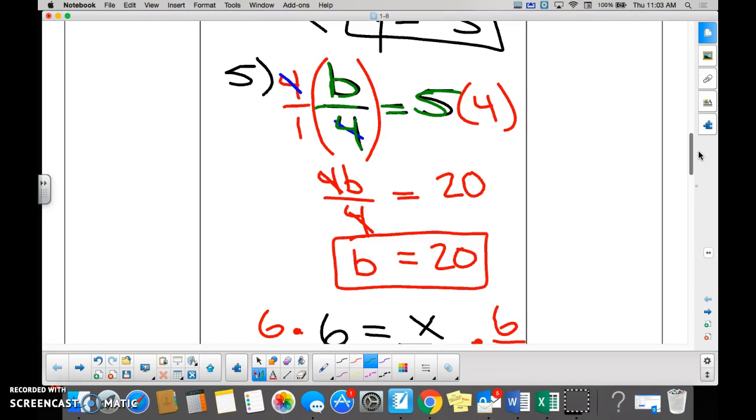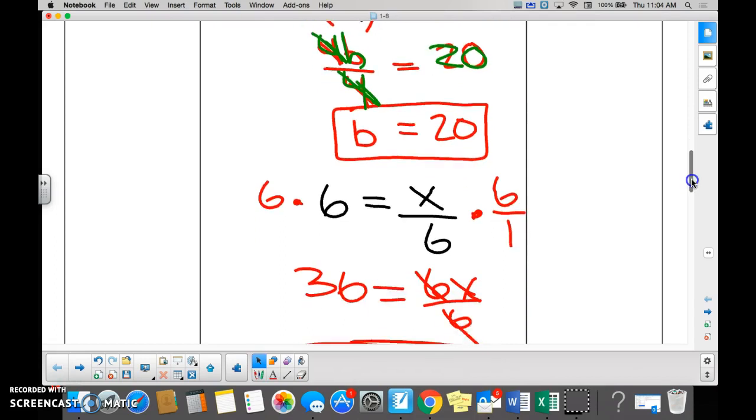So if you do the math, 4 times b gave us 4b, 1 times 4 gave us 4, because that's how you multiply fractions. We got 4b over 4. We multiplied this side by 4 as well. We got 20. And then we just cleaned it up a little bit more. 4 divided by 4 cancels out. We're left with b is equal to 20. Good? Good. Okay. So we did a couple of those.